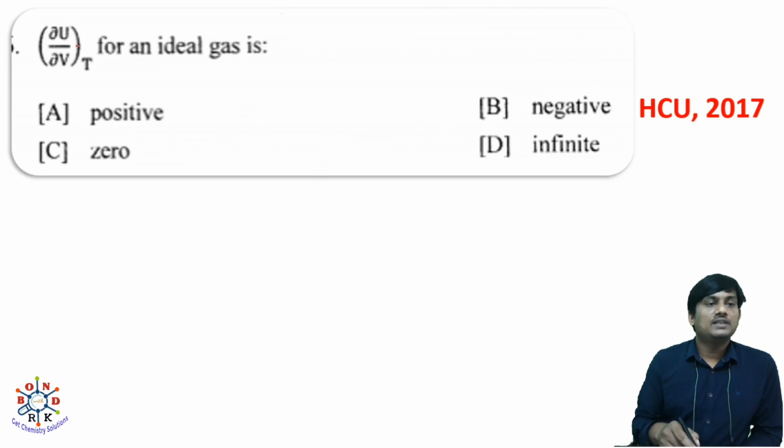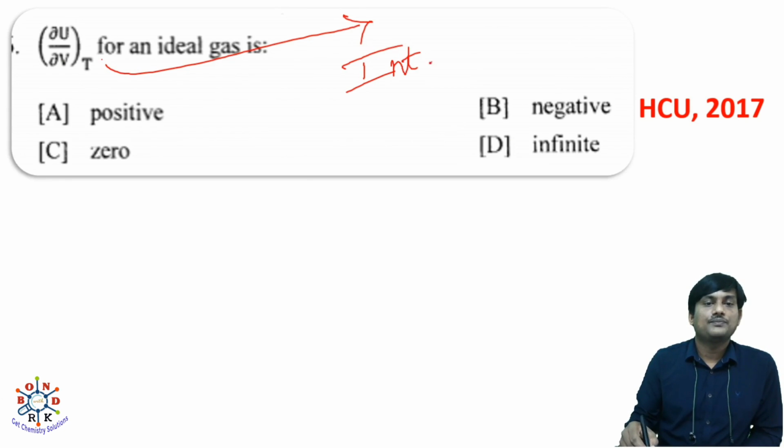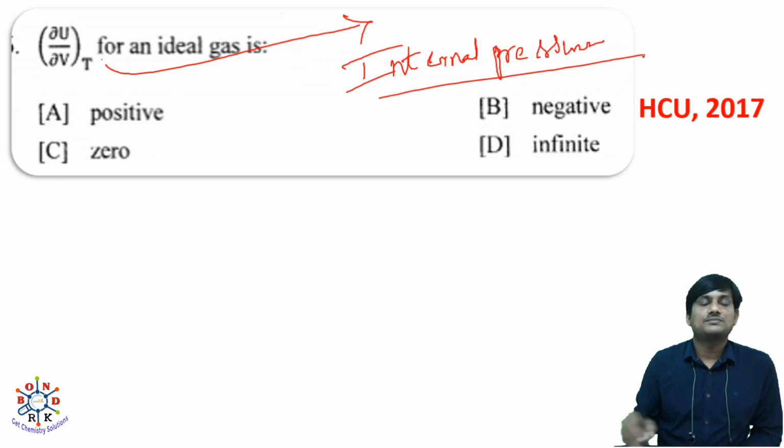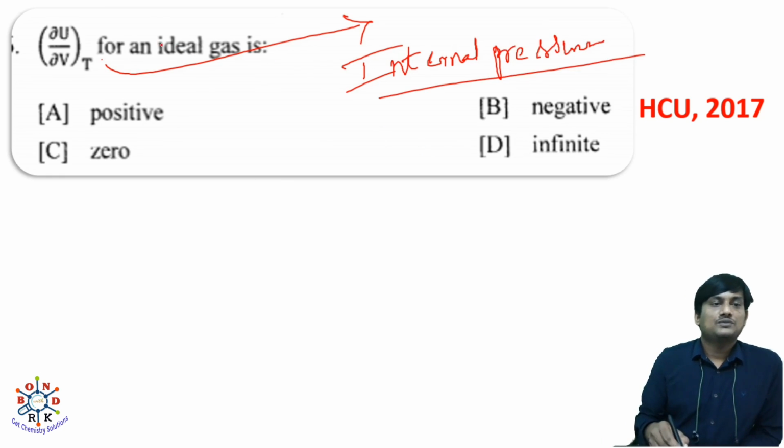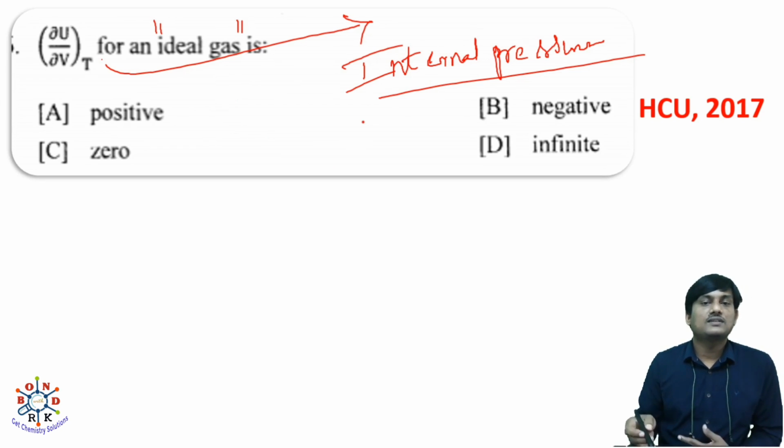Dou E by dou V at constant temperature for an ideal gas is, what? Dou U by dou V at constant temperature is the internal pressure. This one measures the internal pressure of a system. For an ideal gas, we know that there is no interaction between gaseous molecules, so there is no pressure. So the internal pressure, that is dou E by dou V at constant temperature for an ideal gas, is 0.